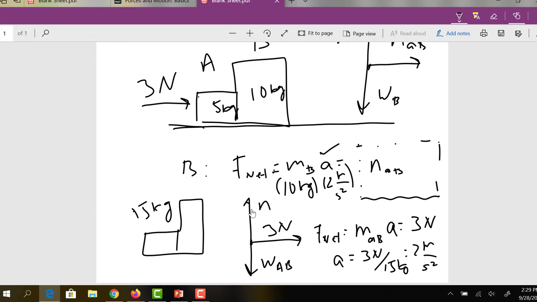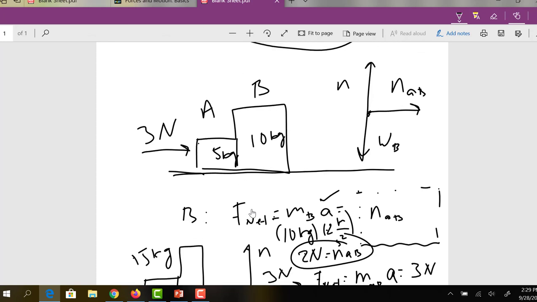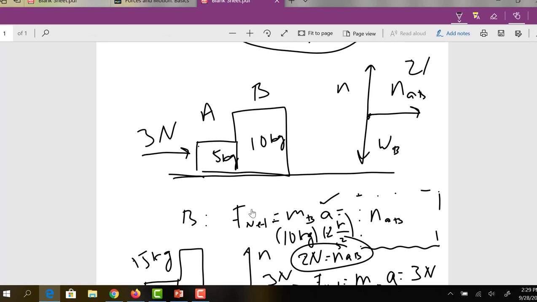Oh, actually, sorry. I don't know how I got 2 here. This should be 0.2, right? 3 divided by 15. That should be 0.2. And then you get 0.2 times 10. That would give us 2 newtons. That's this whole thing here. Normal from A on B, 2 newtons. And then if I want to, I can come back here. This is 2 newtons. So of the 3 newtons, 2 newtons, you can think about it like this. Of the 3 outside force, 2 of them are being used on mass B.